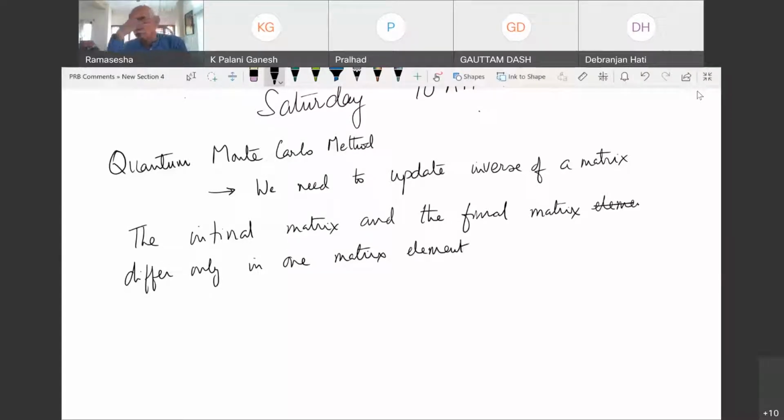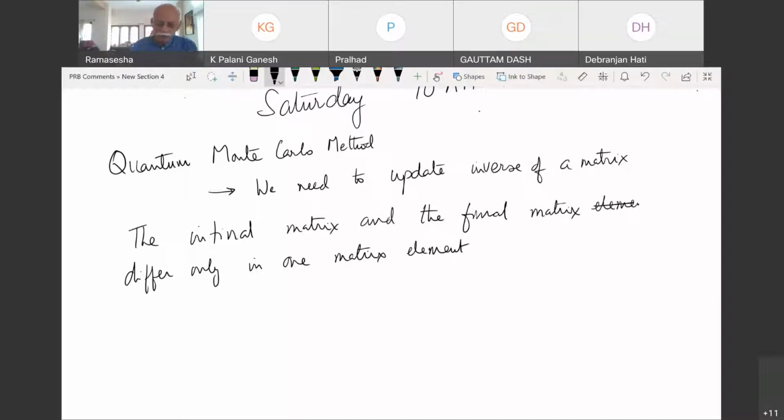The fastest you can do for inverting a matrix is of the order of n squared ln n calculations, where n by n is the order of the matrix. Usually these matrices are huge. So if at every step of the Monte Carlo method you have to recompute the inverse of a matrix from scratch, it's going to be a very intensive computation. So how does one avoid that?